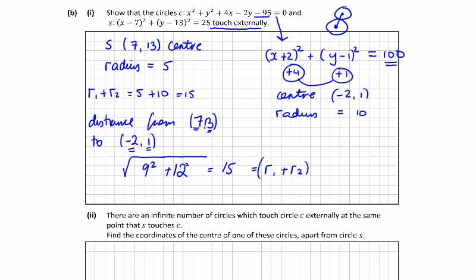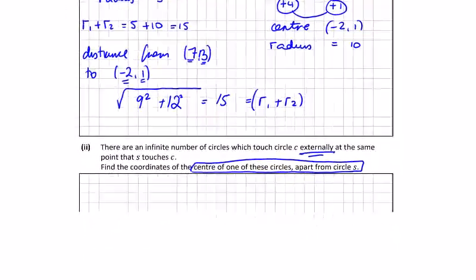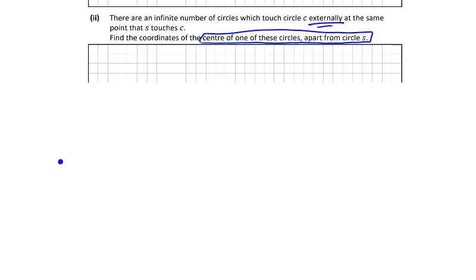Now there's an infinite number of circles which touch circle C externally at the same point that S touches C. Find the coordinates of the center of one of these circles apart from circle S. Okay, let's do a sketch here. The two centers are (-2, 1) and (7, 13). These are the two centers.